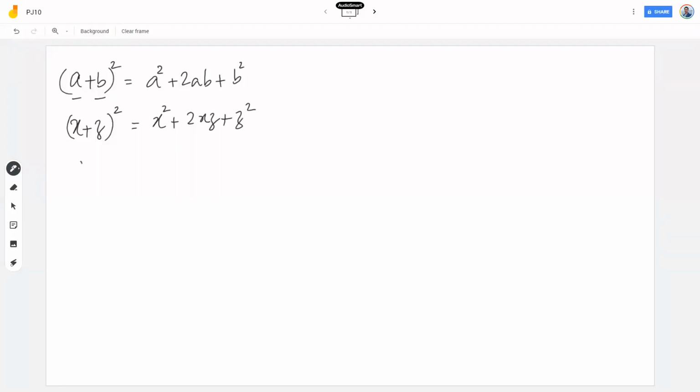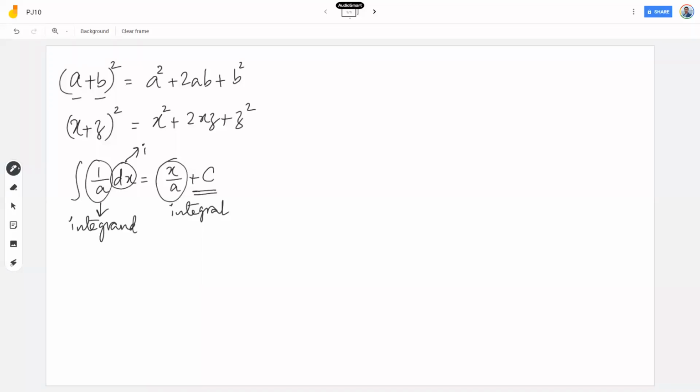Now, if integral of 1 by a into dx gives you x by a plus c, this is called the integration constant. This is called the integral. This is the integrand, the function that we are integrating. This is called the integration variable. a is a constant. So if integral of 1 by a dx is equal to x by a plus c, then integral of 1 by a into dq should be q by a plus c.